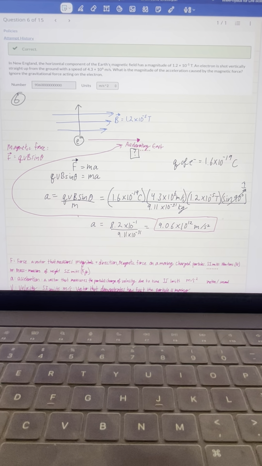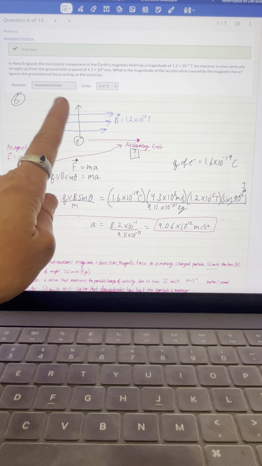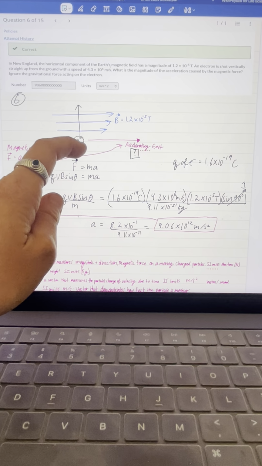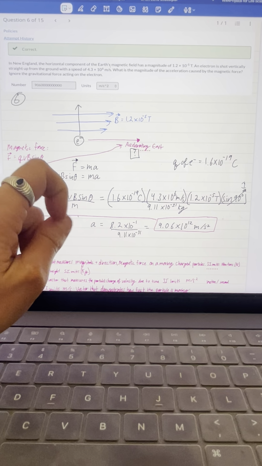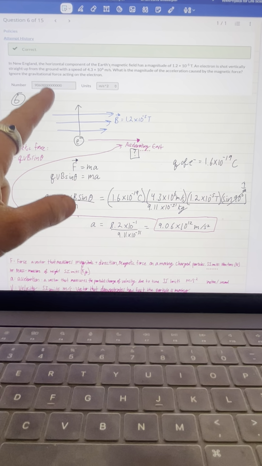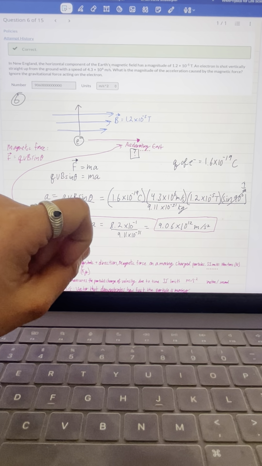Hello, so for week 4A, I chose problem number 6, and it states: in New England, the horizontal component of the Earth's magnetic field has a magnitude of 1.2 times 10 to the negative 5 Tesla. An electron is shot vertically straight up from the ground with a speed of 4.3 times 10 to the 6 meters per second. What is the magnitude of the acceleration caused by the magnetic force? Ignore the gravitational force acting on the electron.